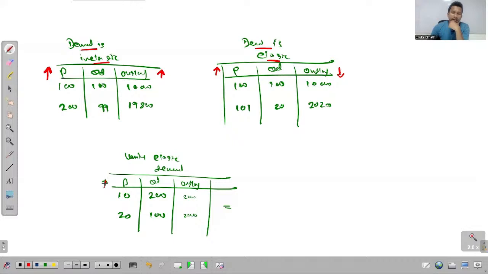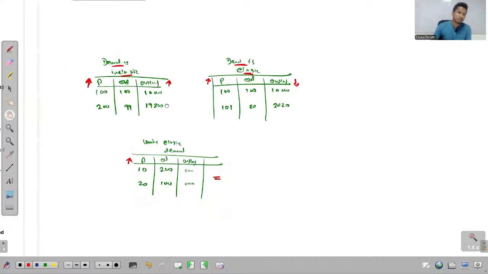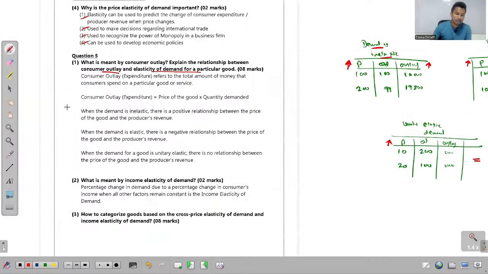And as I mentioned earlier, in this case, price has increased, but nothing has happened to the consumer's outlay. That is what you need to explain. When the demand is inelastic, there is a positive relationship between P and consumer's outlay. When the demand is elastic, there's a negative relationship between P and consumer's outlay. When the demand is unitary elastic, there's no such relationship between P and consumer's outlay. So that's what you need to explain there. And I have explained the same thing, so I'm not going to read that.